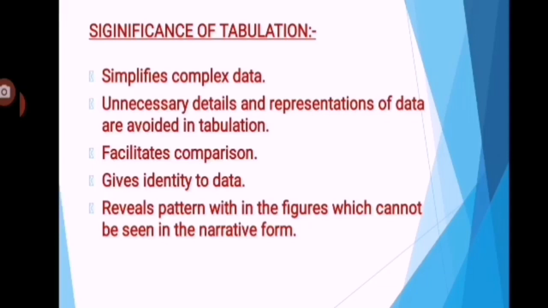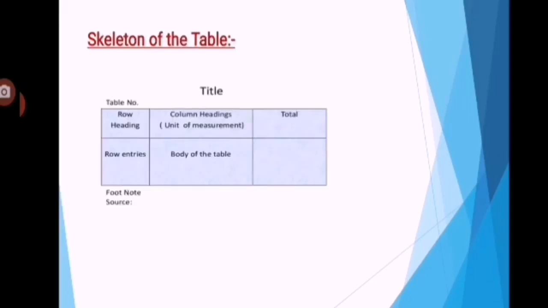Next, we come to the skeleton of the table. It should have a title and a table number. As shown in the slide, the skeleton of the table has one column, 2 columns, 3 columns and 2 rows.